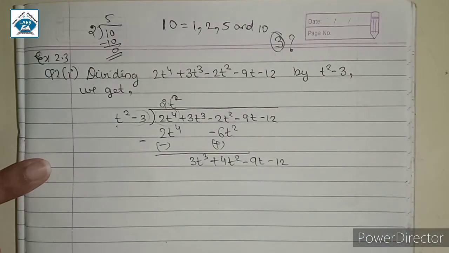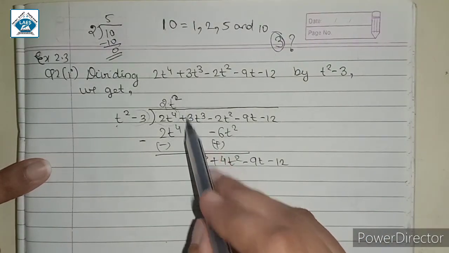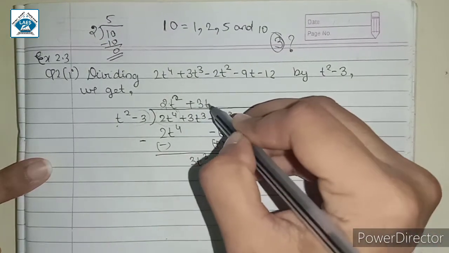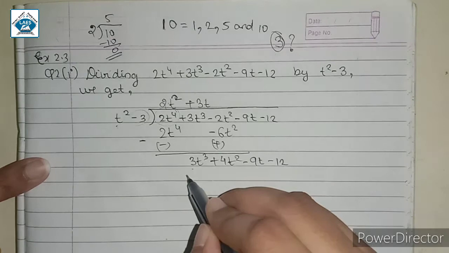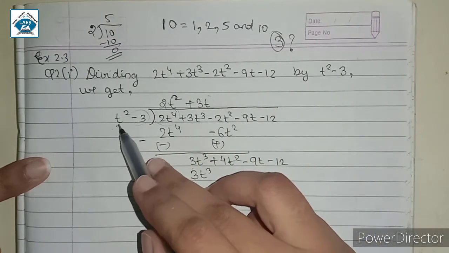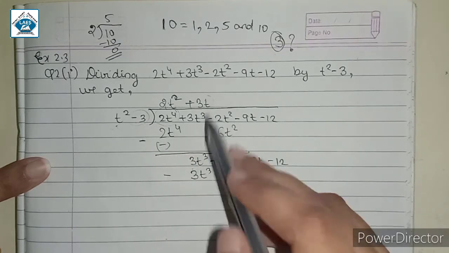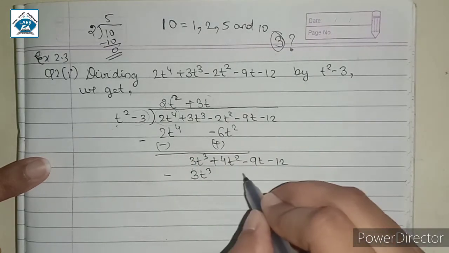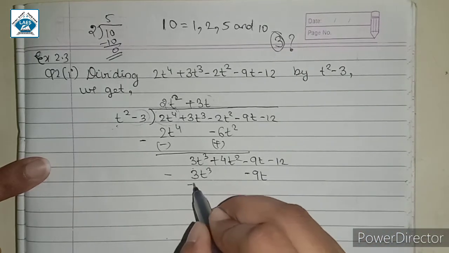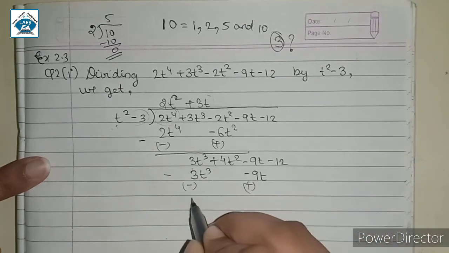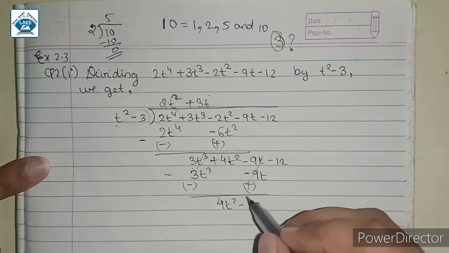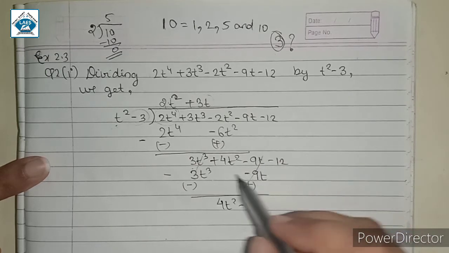Next, for the second term of the quotient we will divide 3t cube by t square, then we have plus 3t. Again, multiplying 3t by t square and minus 3 also with 3t, we have minus 9t. So on subtracting, the sign changes and both these terms are cancelled. We have 4t square minus 12. Plus 9t minus 9t becomes 0.